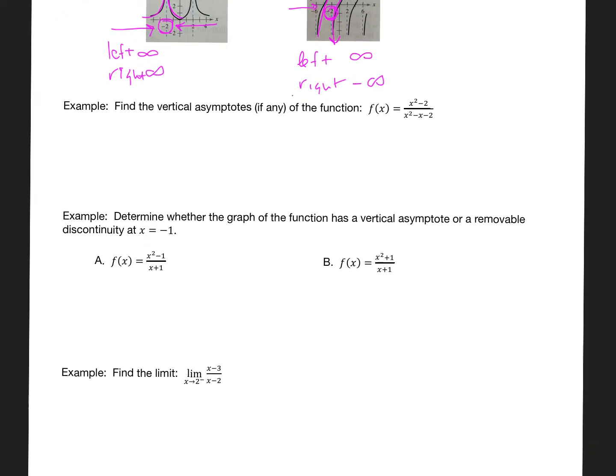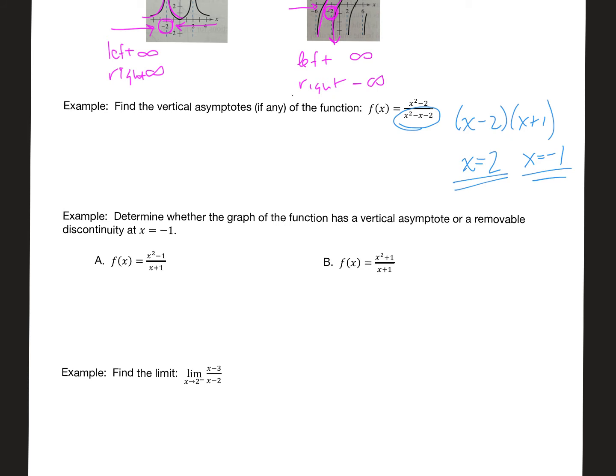All right, so next question says find the vertical asymptotes, if any, of this particular function. If you remember, and I know you guys didn't like this lesson, and I apologize for that, but vertical asymptotes are dependent on the denominator. This denominator does factor as x minus 2 times x plus 1. So what would make each of these equal 0? Well, the first one would be 2. And the second one would be -1. Those are the two vertical asymptotes.